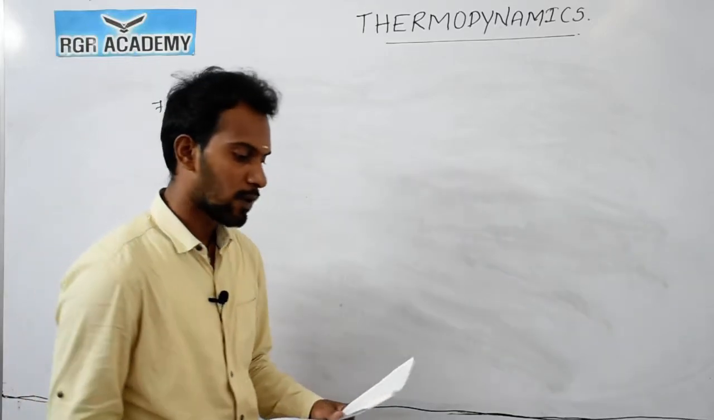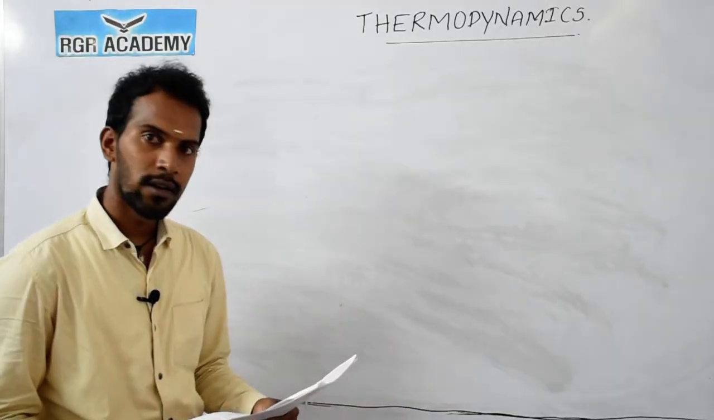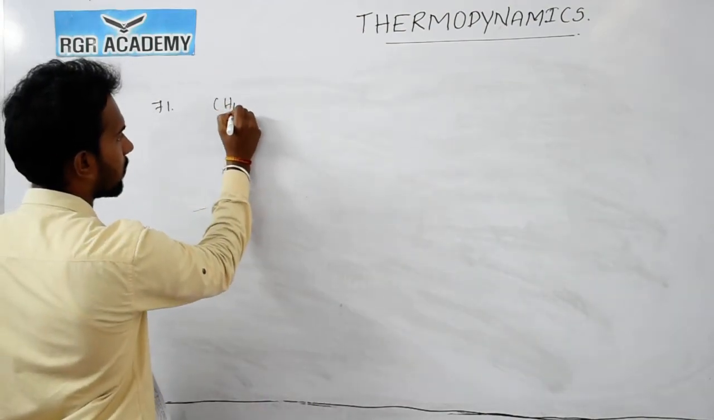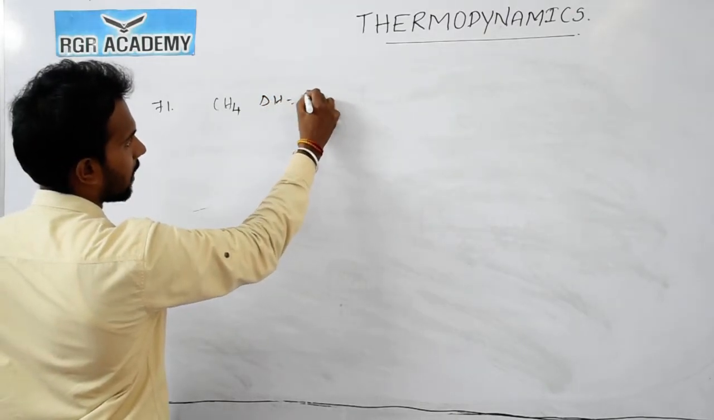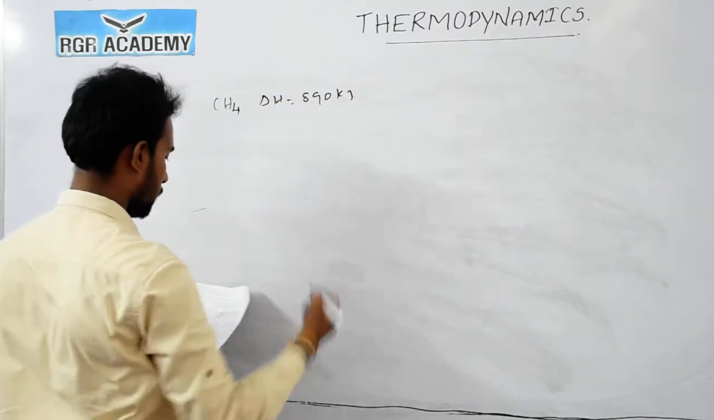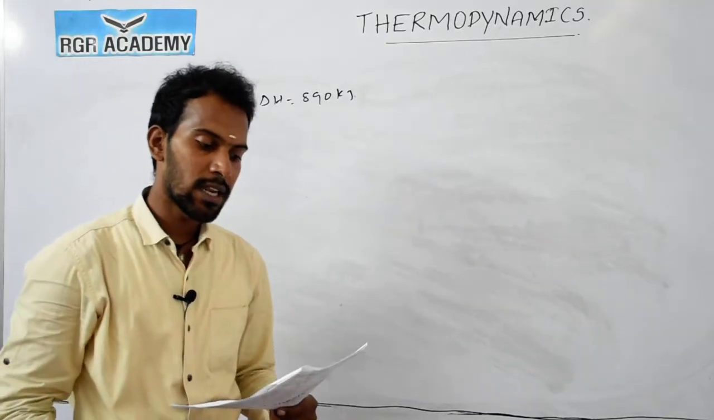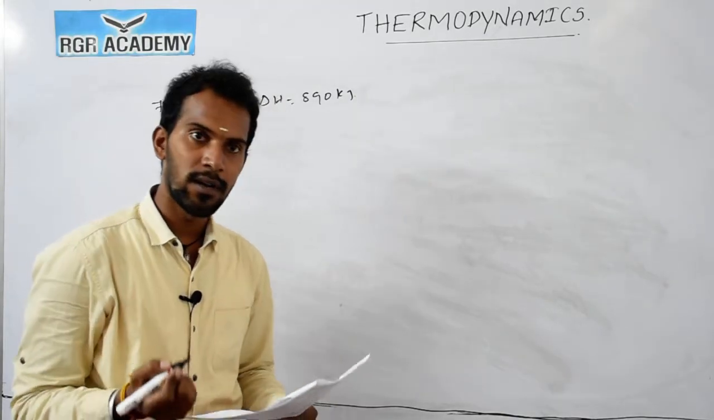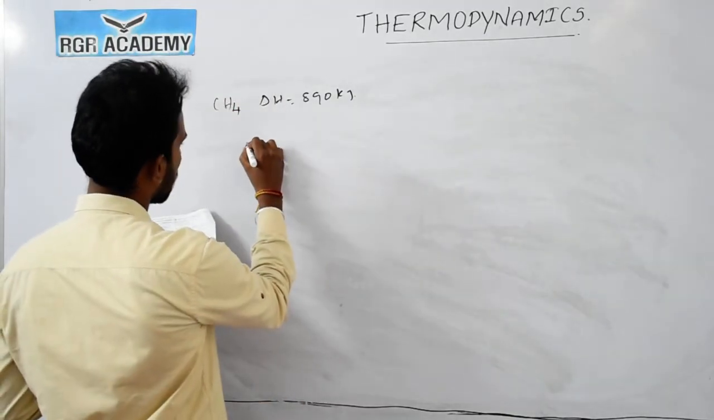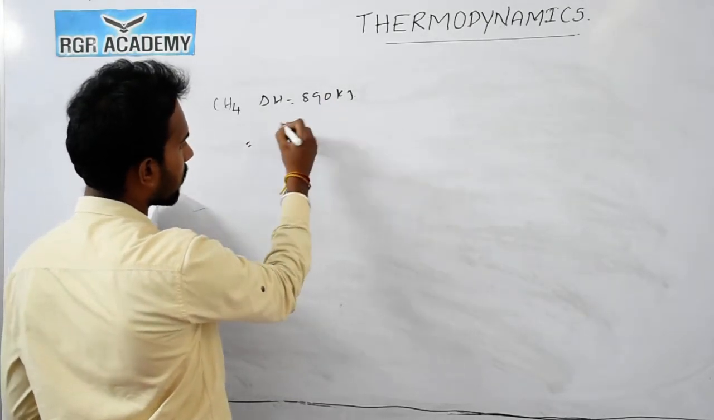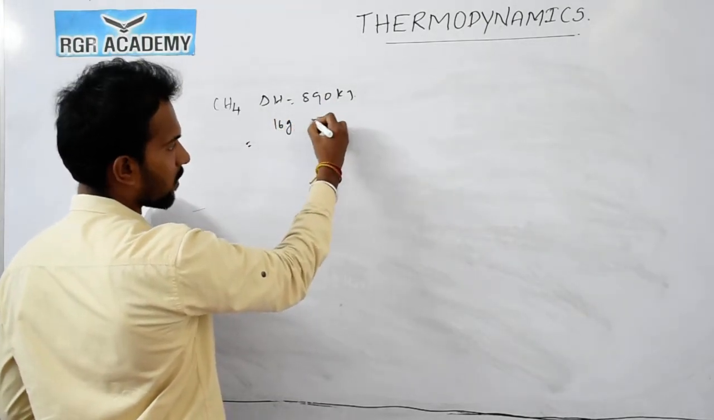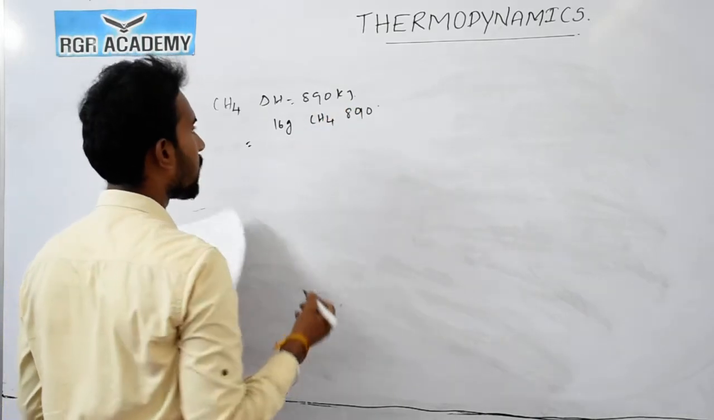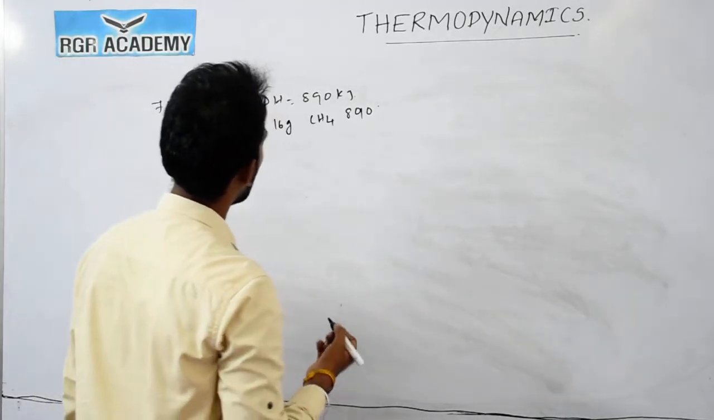Now we'll discuss question number 71. The enthalpy of combustion of methane at 25 degrees Celsius is 890 kilojoule per mole. Now the heat liberated when 3.2 gram of methane burns in air. So 16 gram of methane gives 890 kilojoule. So 3.2 gram of methane gives how much enthalpy?